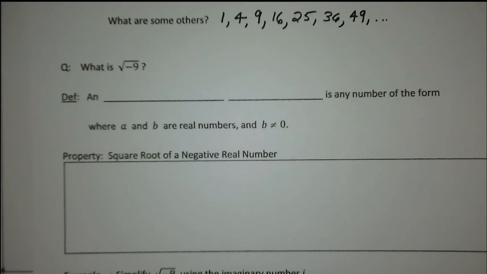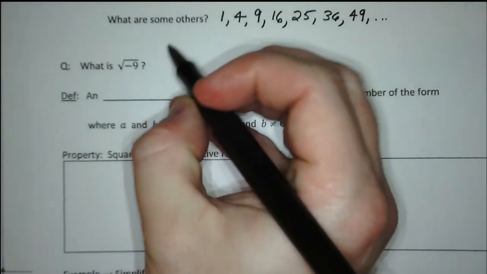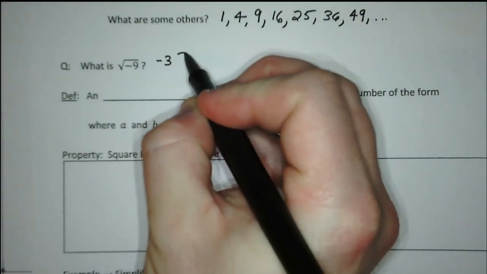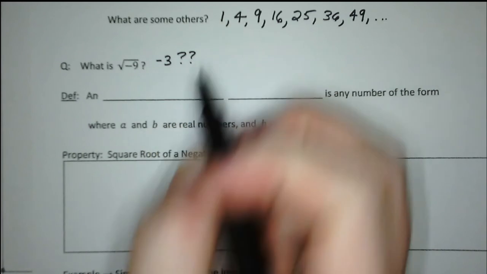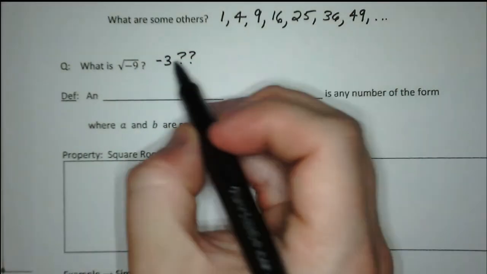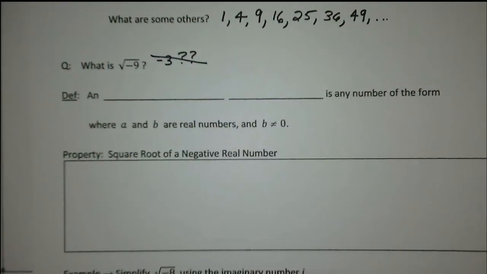You can't say, is it -3? Right? I'll even write that down. Negative 3, I'm Ron Burgundy. No, because negative 3 times negative 3 is positive 9. So, again, it doesn't make any sense. We can't do it. Or can we?